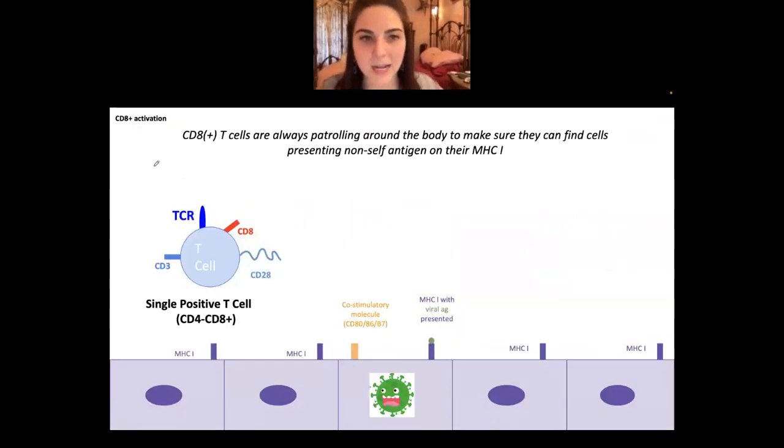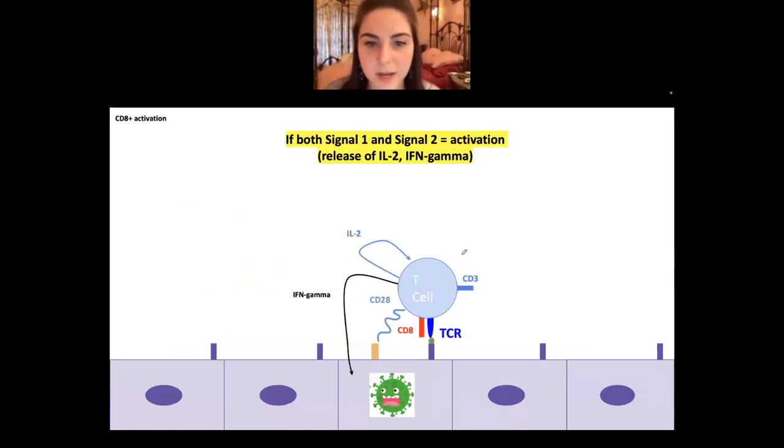Okay, so specifically CD8 activation. So CD8 positive T cells and CD4 positive T cells are a little different. CD8 positive T cells are always patrolling around the body. I think of these as the police officers of the body. They're always patrolling, trying to make sure that every single cell has its MHC1 on its surface, right? And it comes along and sees, oh, here's a different type of antigen within this cell, and here's a co-stimulatory signal. Oh, okay, so it's going to come over, bind to it, and then we get signal 1, signal 2, and then from here, the T cell is going to become activated.